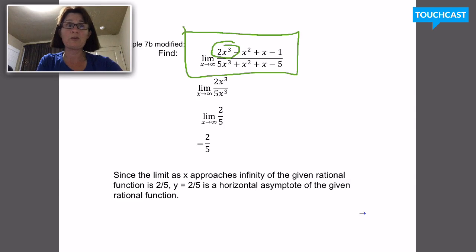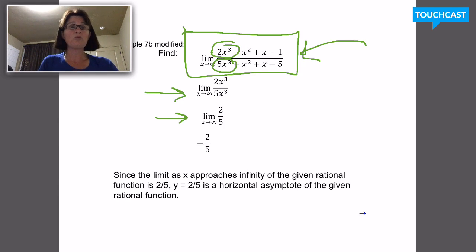And which term contributes most to the denominator? It's 5x cubed. So I can rewrite this limit. The limit I was trying to find is algebraically equivalent to this limit of a much simpler expression, the limit as x approaches infinity of 2x cubed divided by 5x cubed. I can simplify that using algebra very easily. The x cubes cancel, and I have the limit as x approaches infinity of 2/5.